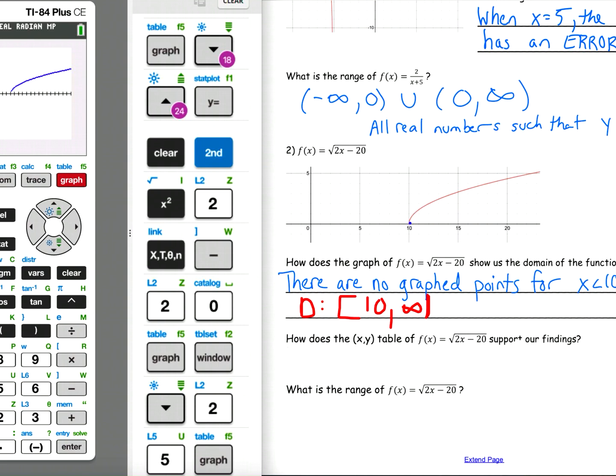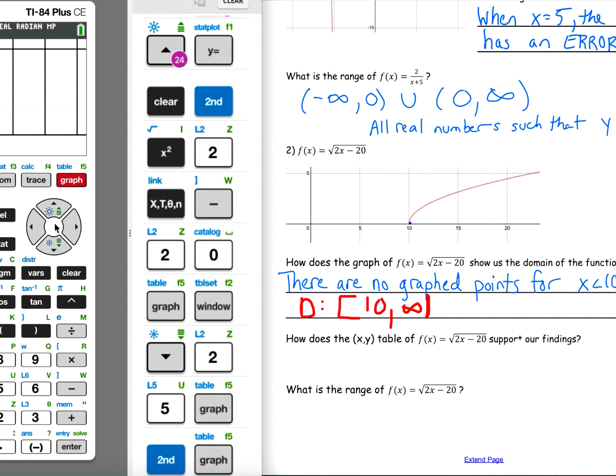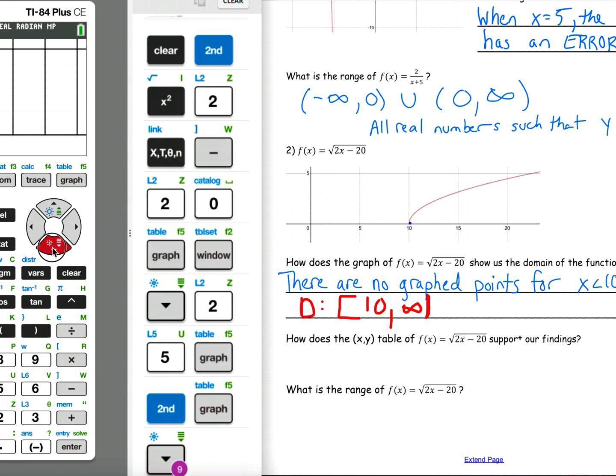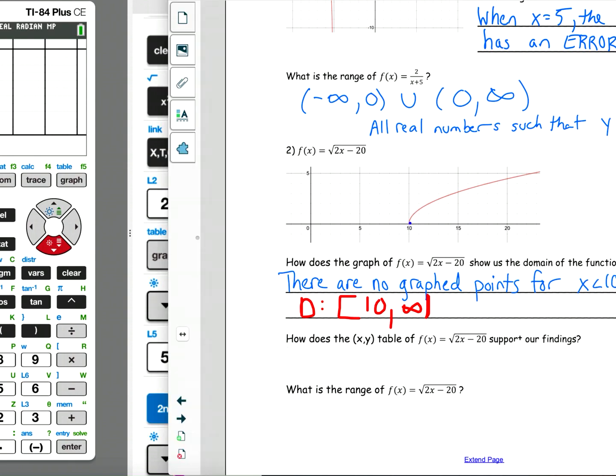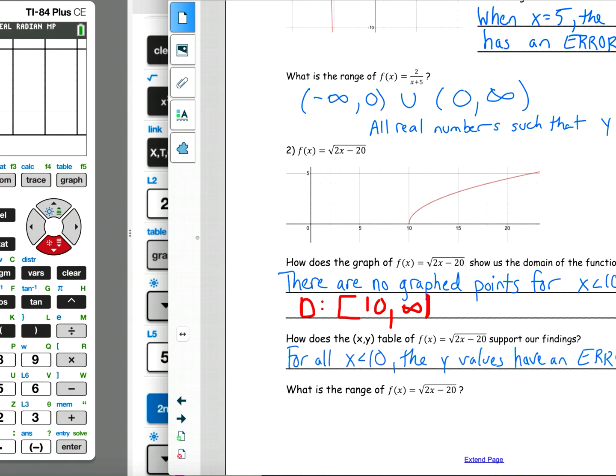And let's take a look at our table. So second graph table, and look at all the error messages. That's going to be for everything less than 10. Yep, and then at 10, we have 10, 0, so 10 is part of the domain because there's a point when x is equal to 10. So how does that support our findings? Well, for all values of x less than 10, the y values have error messages, or there's no points for any x value less than 10.